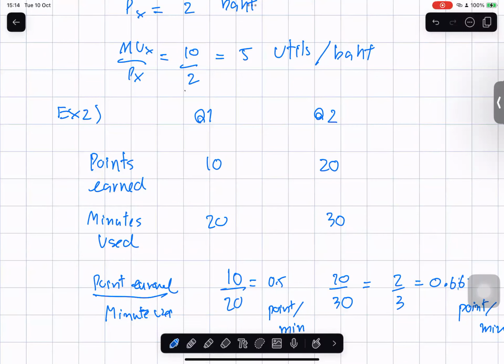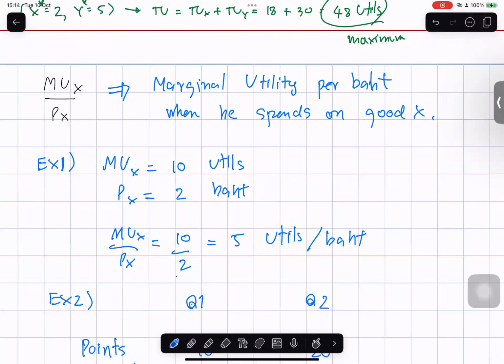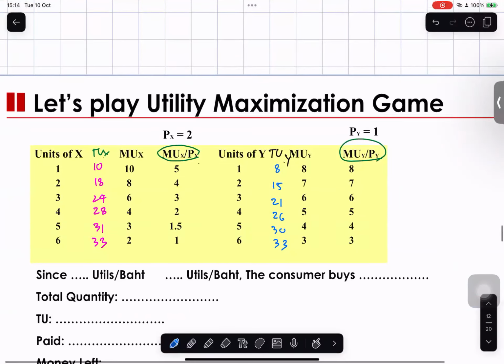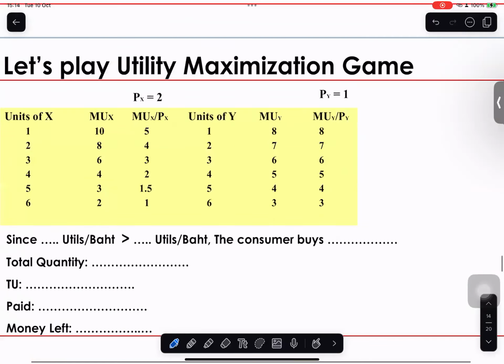Okay. Marginal utility per baht when spent on good. Now let's play this game. We will have 5 rounds. Let me check. We would have 5 slides of this. 1, 2, 3, 4, 5, and job done.